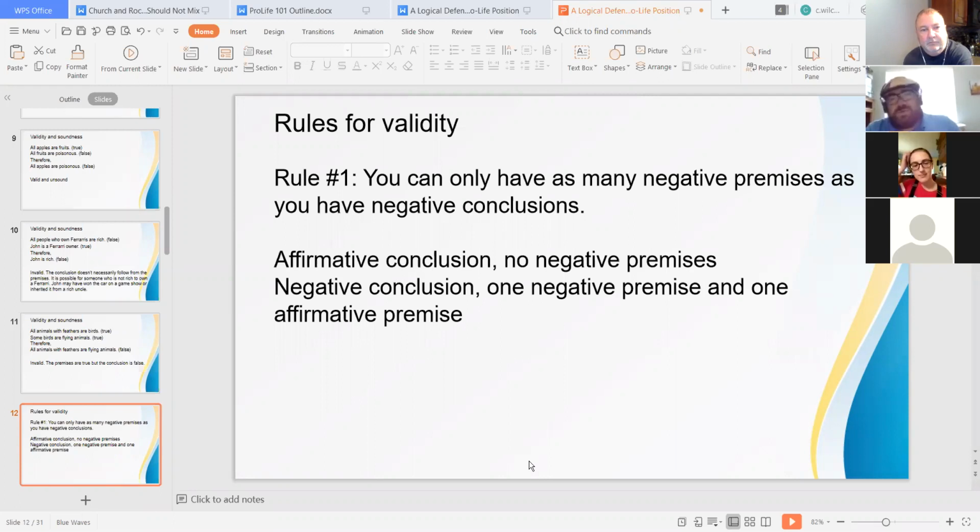All right, so how do we determine if an argument is valid? Well, there are certain rules for validity. The rules essentially are, rule number 1, you cannot have more negative premises than you have negative conclusions. So there is only one conclusion, so you can only have at most one negative conclusion.